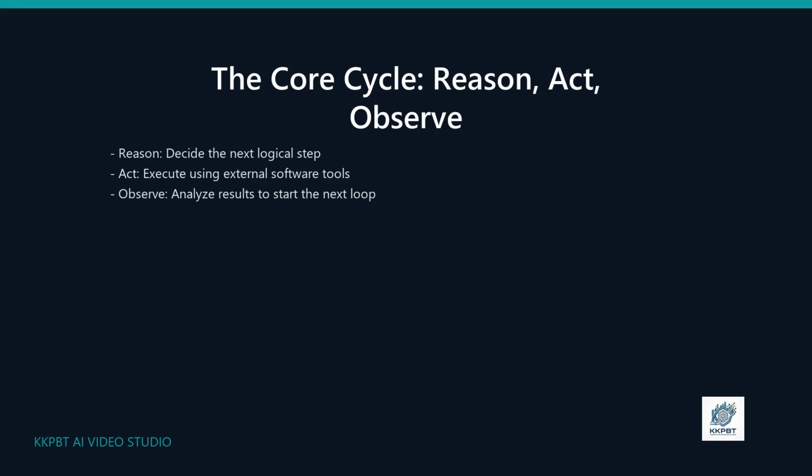At its core, this loop follows a simple continuous cycle often known in AI research as the ReAct framework: reason, act, and observe. First, the AI observes the current situation. Second, it reasons about what step it should take next to reach its goal. Third, it executes that action using a tool, like searching a database or running code. Finally, it observes the result of that action. Then, the cycle repeats with the updated information.